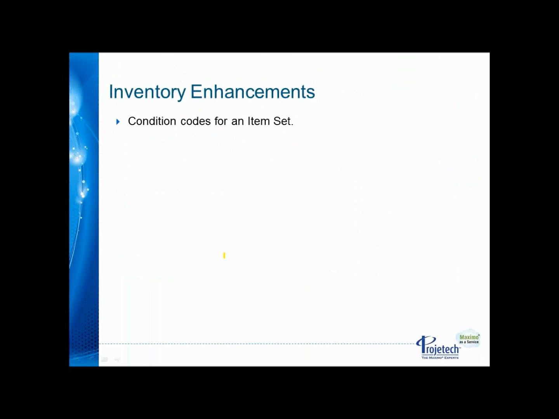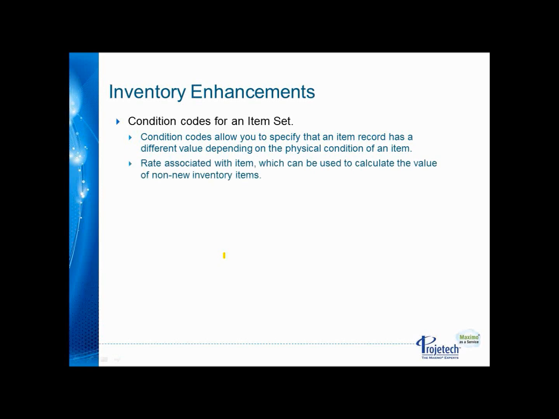Some of the inventory enhancements: condition codes for items. So as an item is brought in and out of service, or in and out of a storeroom from operating status, you can check the condition of that item. Or if the item is rebuilt, you can identify the condition of the rebuilt item and specify it in terms of a percentage. And you can use that as a method for calculating the value of non-new inventory items.